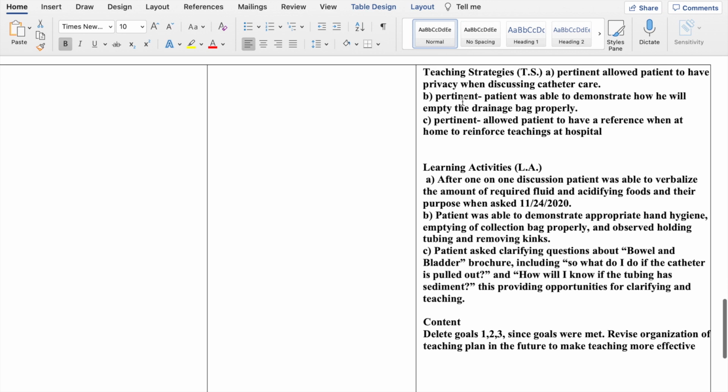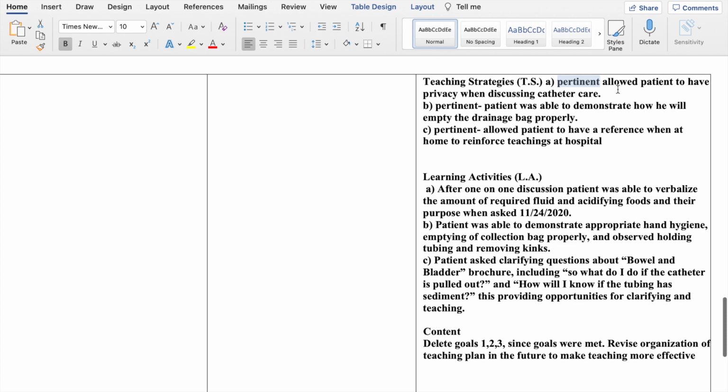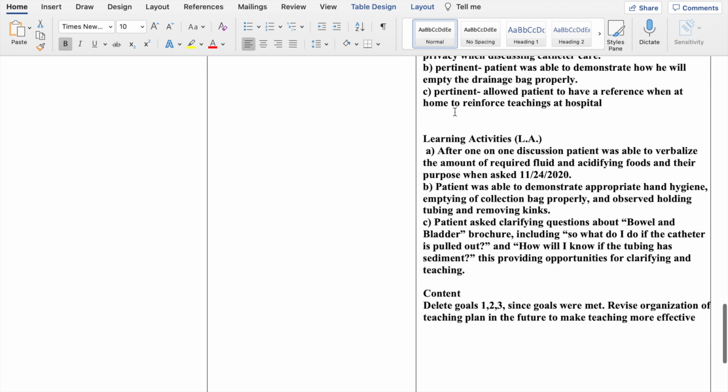And then remember, this reassessment box literally reassesses every section of the teaching plan. So you evaluate whether the teaching strategies were pertinent or not. So all of mine were pertinent. I'm gonna just read the first one. It says pertinent because it allowed the patient to have privacy when discussing catheter care. Remember, my first teaching strategy was a one-on-one discussion. The last one was the visual aids. And so it was pertinent, allow patients to have a reference when at home to reinforce teaching at the hospital. So you can take that almost word for word and apply it to your teaching plan.